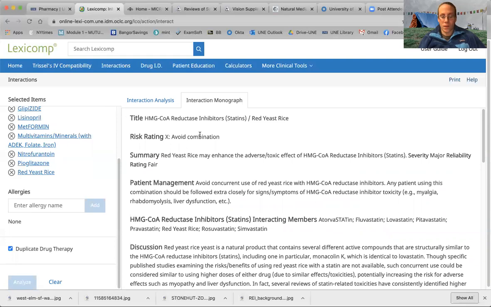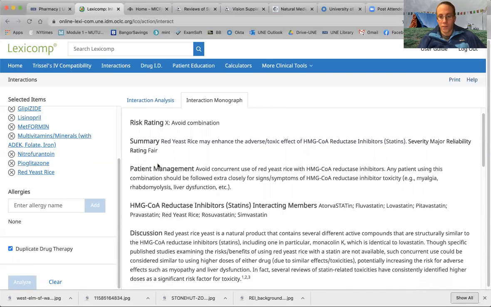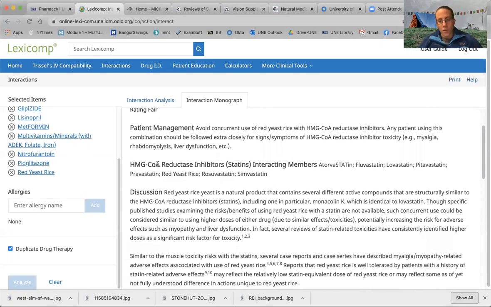So you get your risk rating and then the summary. Of course we're going to start here. Red yeast rice may enhance the toxic effects of HMG-CoA reductase inhibitors, or statins. It's a major interaction and it's fair. So that means the severity could be pretty significant, and fair means that there's some data, but not a ton. So take that with a grain of salt.